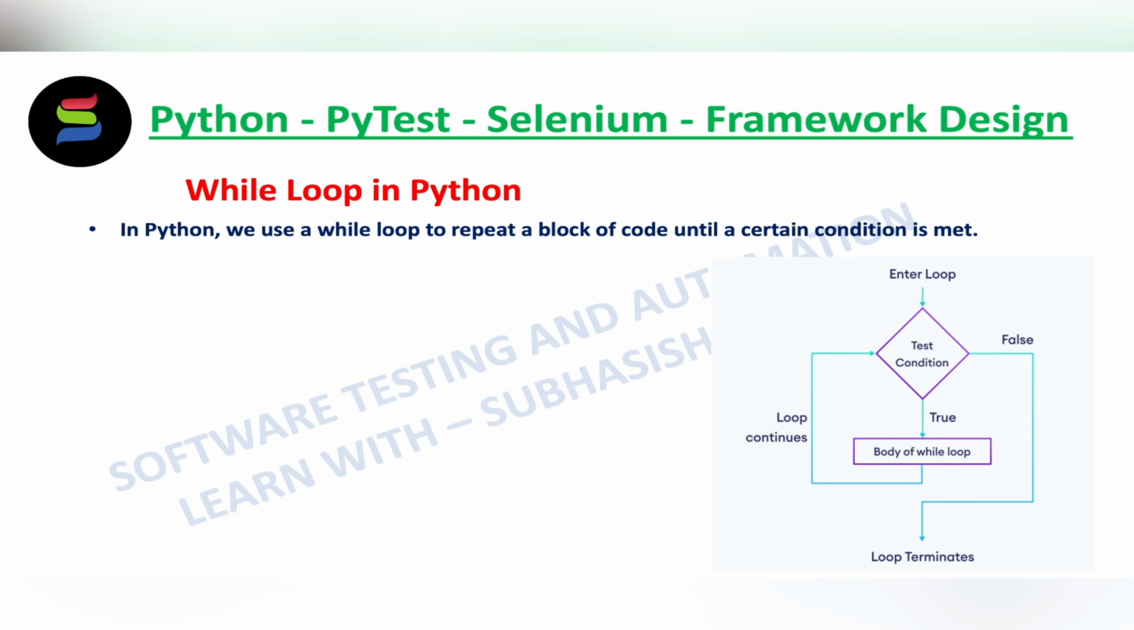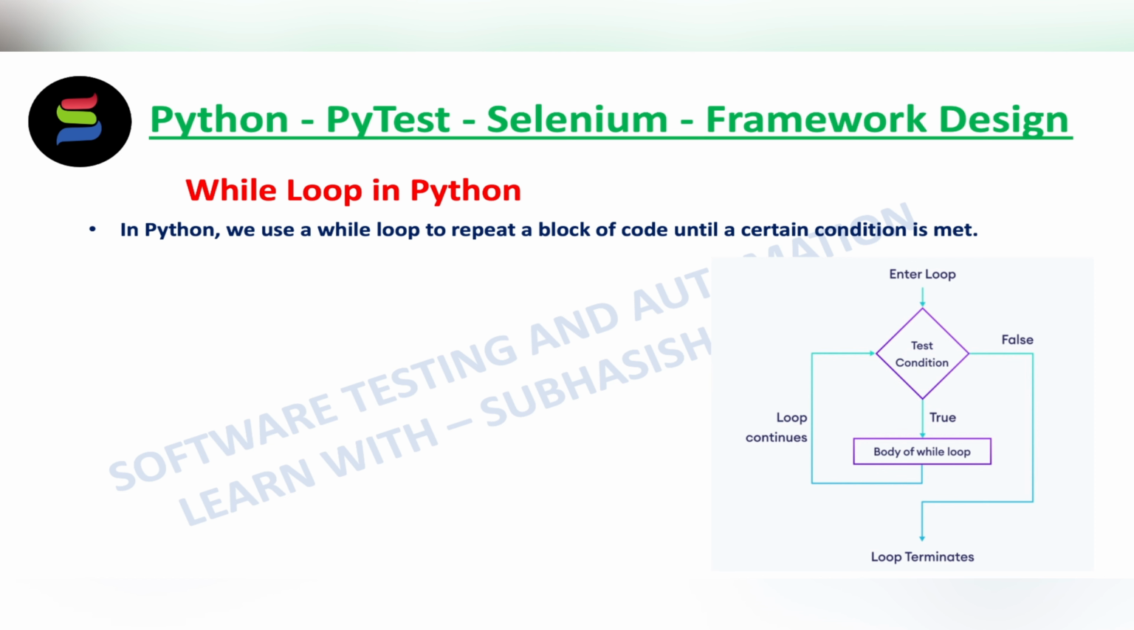That's why I told you we use a while loop to repeat a block of code until a certain condition is met, and once that condition is false, the first line after the loop gets executed. Once the condition is false, the loop gets terminated and the next line written there will get executed. Anyway, let's see with an example so you can understand it very clearly.